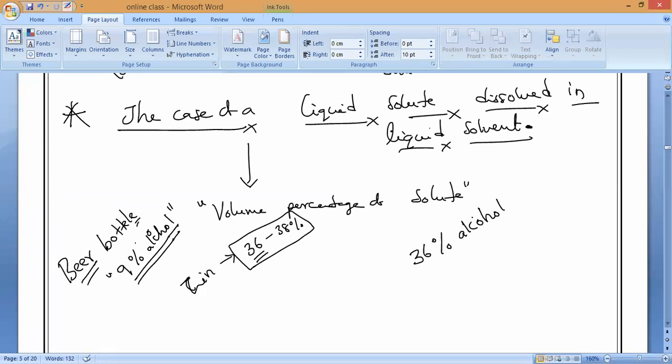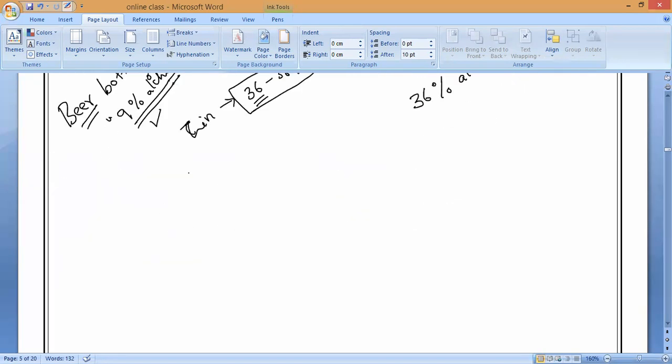I am saying that a beer bottle contains 9% alcohol. What do you mean by 9% alcohol? You should tell me. So there I am considering 100 grams. Yes or no, Hari? Mr. Reddy? Yes, sir. Now here, how much do I have to consider? 100 grams or 100 ml? 100 ml. 100 ml of solution if you take.